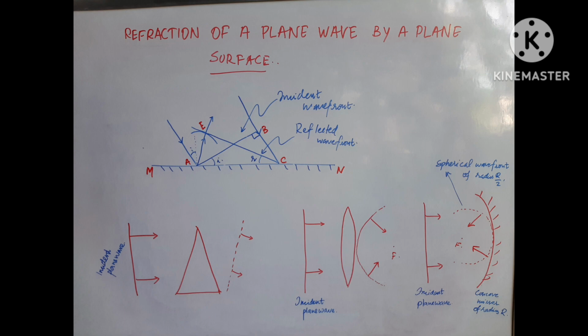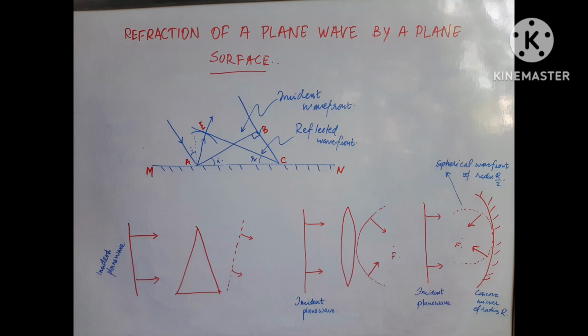Here it is not refraction, it is actually a reflection. That is a mistake. It is actually reflection of a plane wave by a plane surface. Here we are considering a plane wavefront AB that is falling on the mirror, but at A it is getting reflected, and at B it is just passing through the same medium to the point C with a velocity v2.